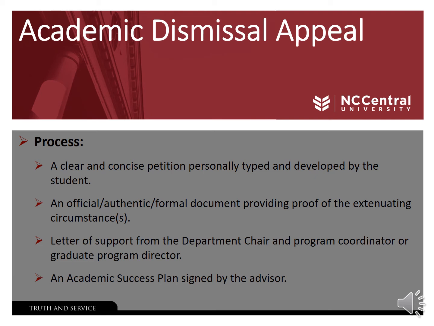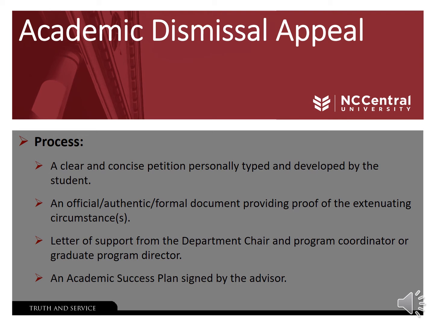Academic dismissal appeal. The university recognizes that there may be extenuating circumstances beyond the student's control, which can impact his or her ability to meet the GPA and other academic requirements. To that end, the university will permit a student to appeal his or her academic dismissal from the university. Students may elect to appeal the dismissal decision by submitting a written petition to their department chair no more than 15 workdays following the receipt of their dismissal notice from the university.